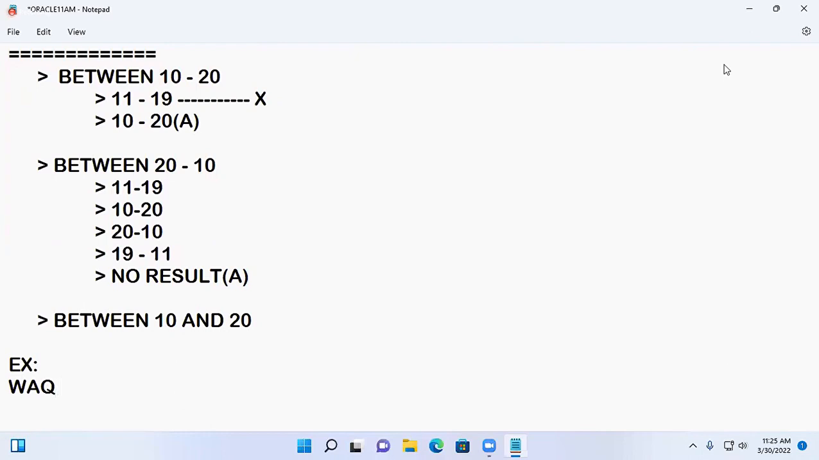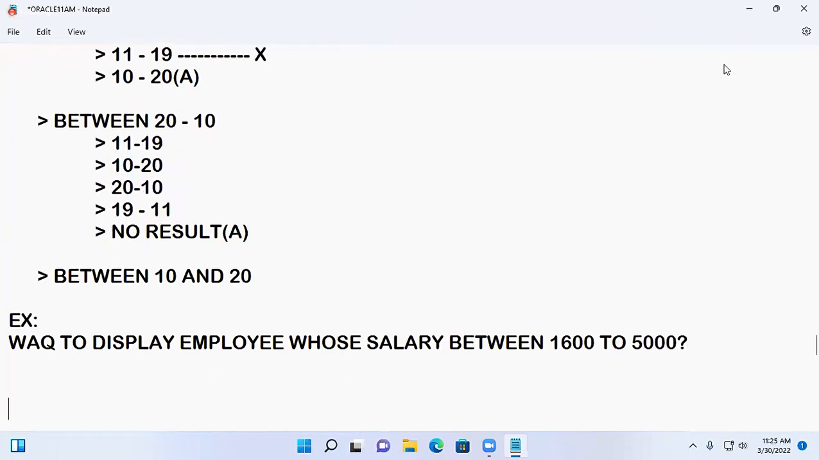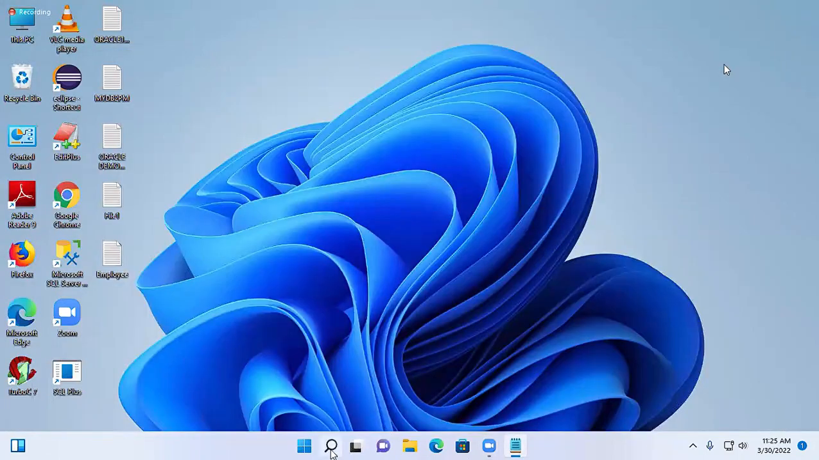Now let me show some examples on this. Write a query to display the employees whose salary is between 1600 and 5000. So employees with salary between 1600 and 5000, I want them now. So let me come out.